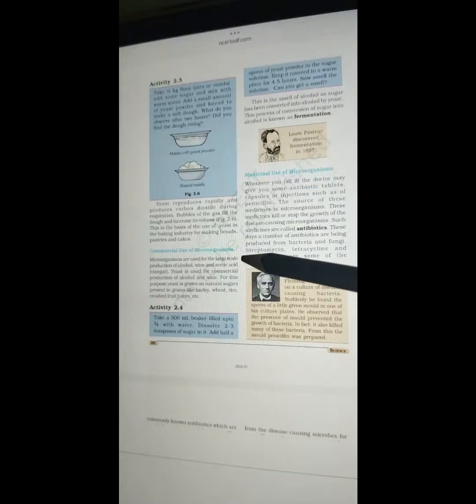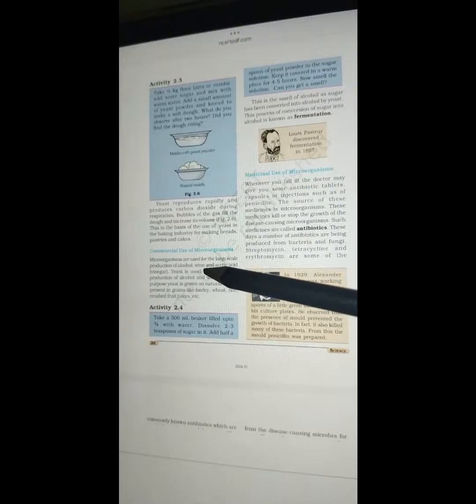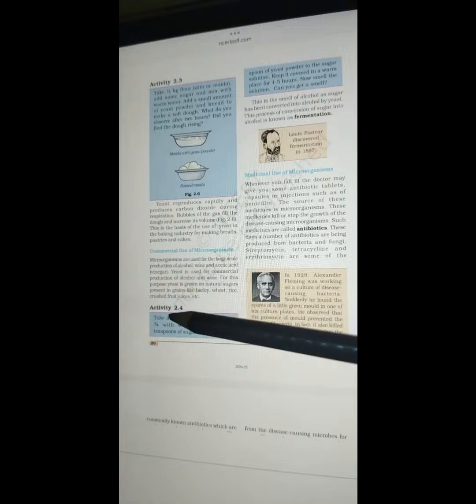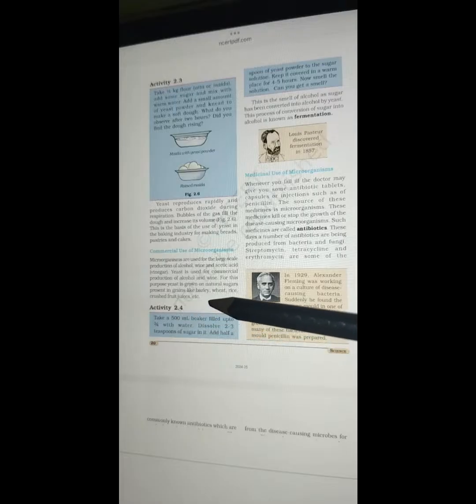Commercial use of microorganisms. Microorganisms are used for the large-scale production of alcohol, wine, and acetic acid, like vinegar. Yeast is used for commercial production of alcohol and wine. For this purpose, yeast is grown on natural sugars present in grains like barley, wheat, rice, crushed fruit juices, etc.